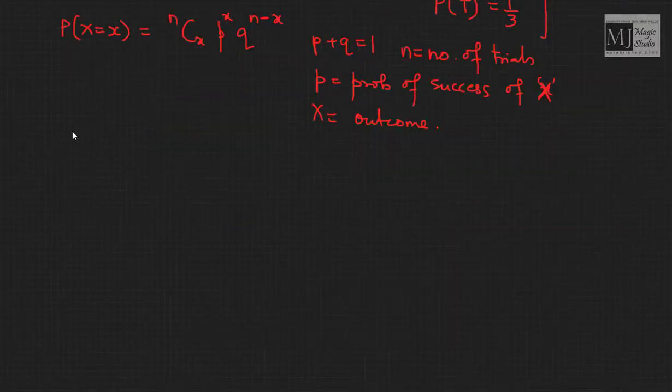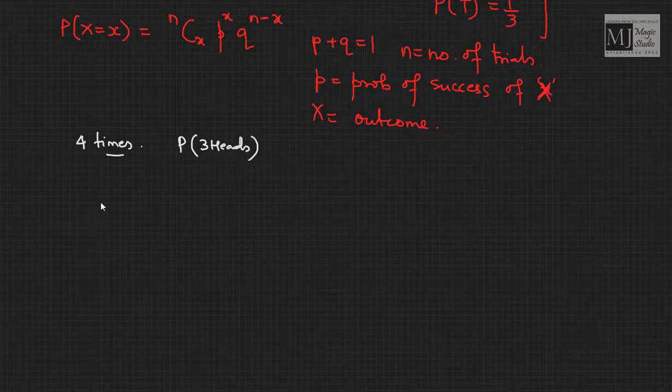Good. Suppose it is given that a coin is such that probability of getting head is twice the probability of getting tail, and that particular coin is tossed 4 times. फिर आपसे पूछा what is the probability of getting 3 heads? Here we know P is equal to 2 by 3, Q is equal to 1 by 3.